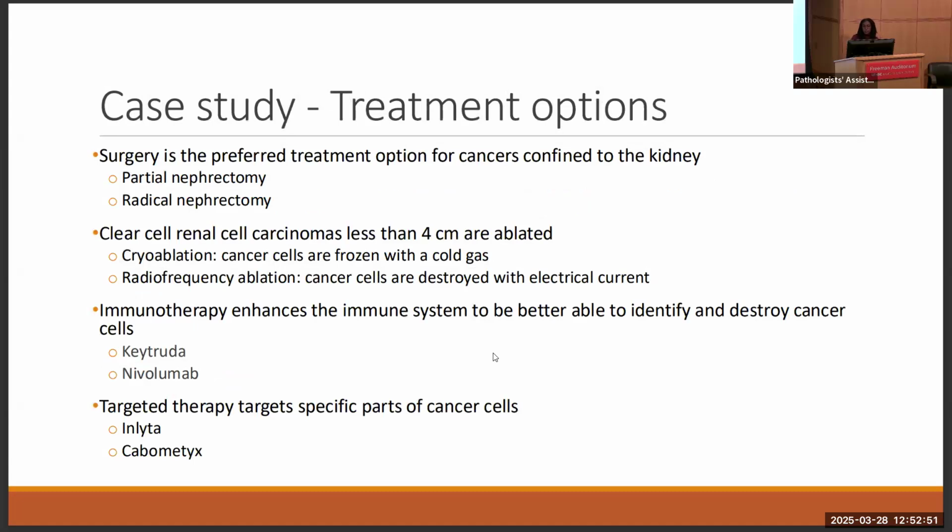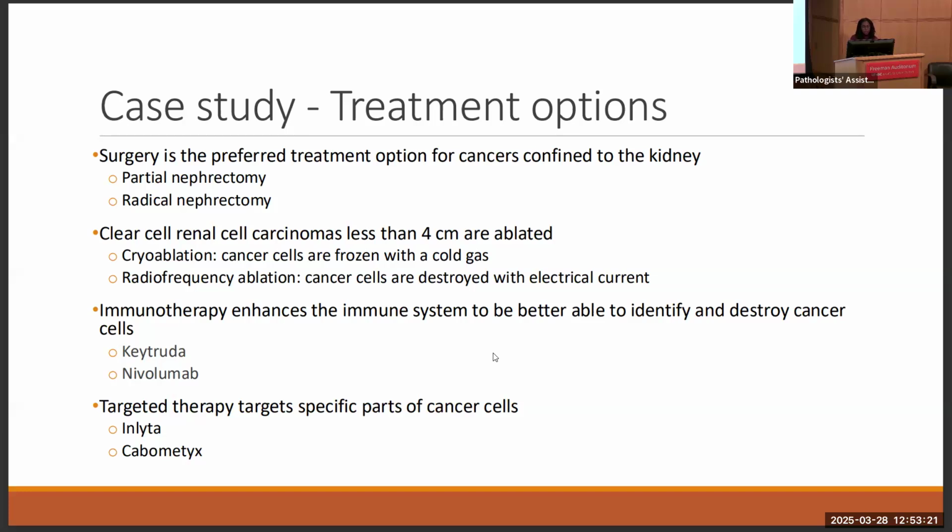There are a few treatment options for renal cell carcinoma. If the cancer hasn't spread outside the kidney, the preferred treatment option includes surgery or ablation. If the tumor is less than 4 cm, it can be ablated with a cold gas known as cryoablation or a radiofrequency electric current known as radiofrequency ablation.